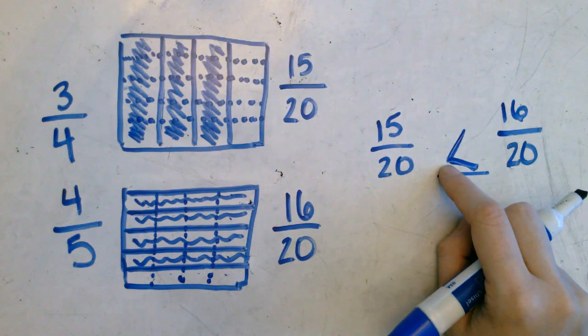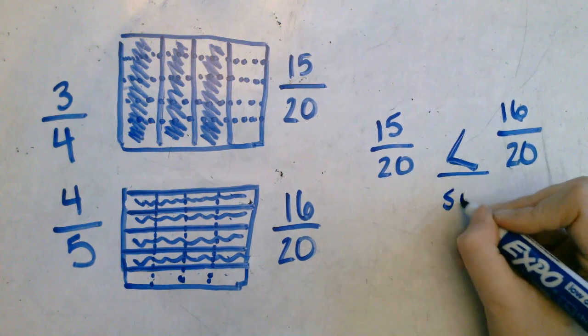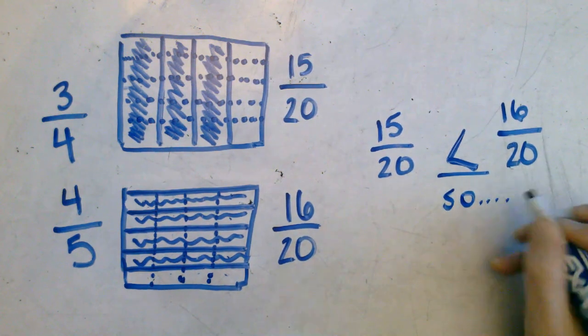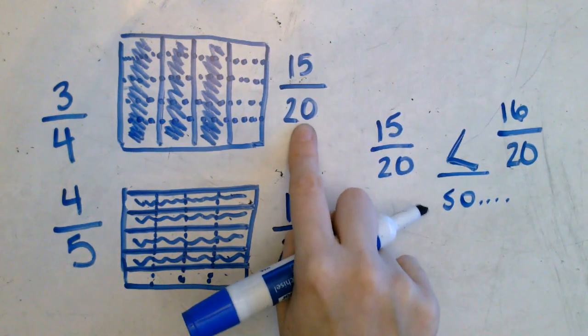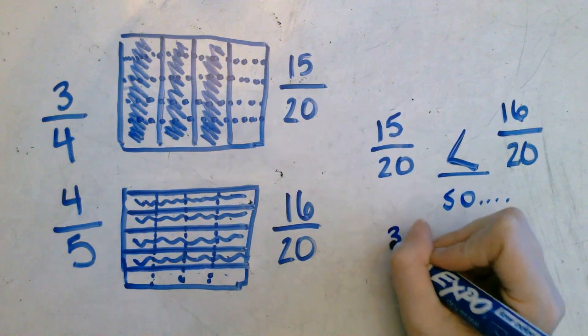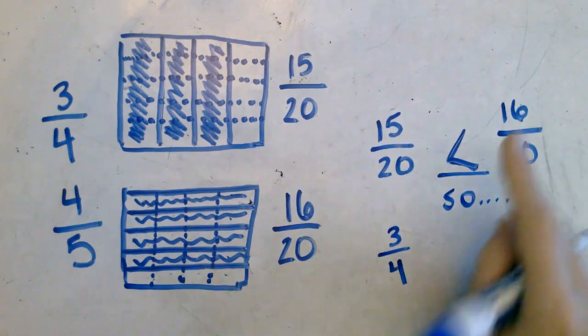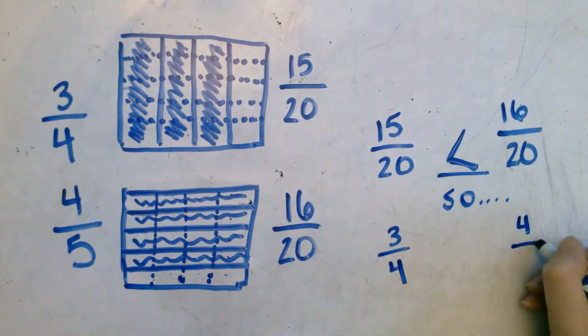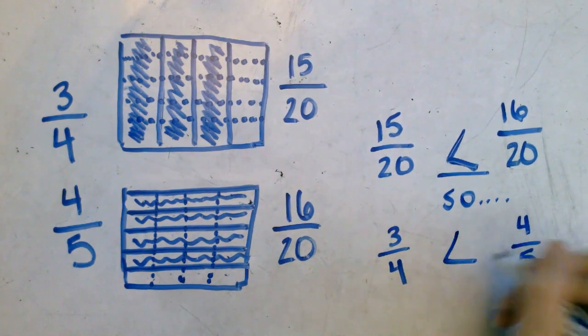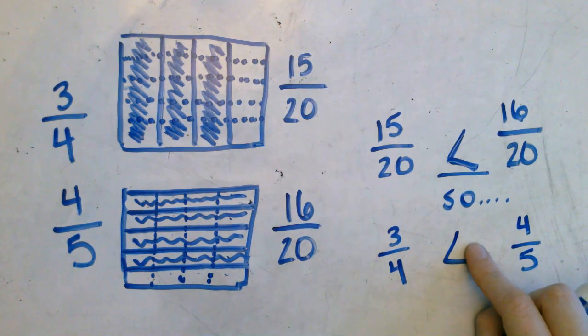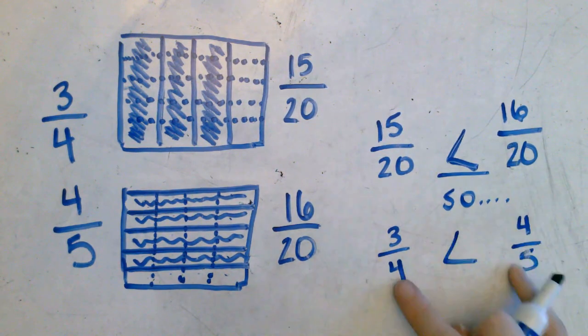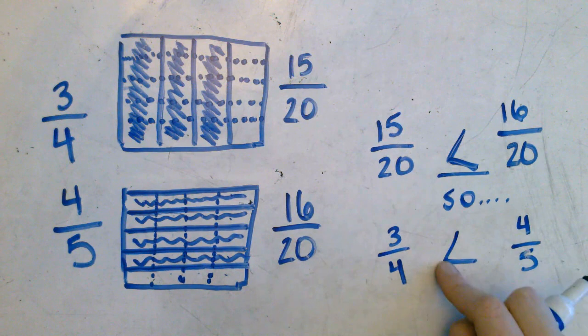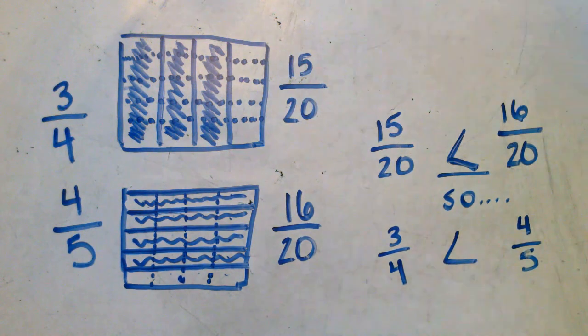Now, if we wanted to represent this as our original problem, we're going to write so. 15/20ths was equal to 3/4, and 16/20ths was equal to 4/5. And we have to bring our symbol down. Since these are equivalent fractions, it's going to make the same statement in the middle.